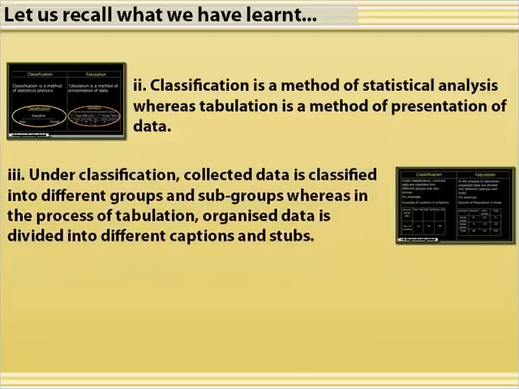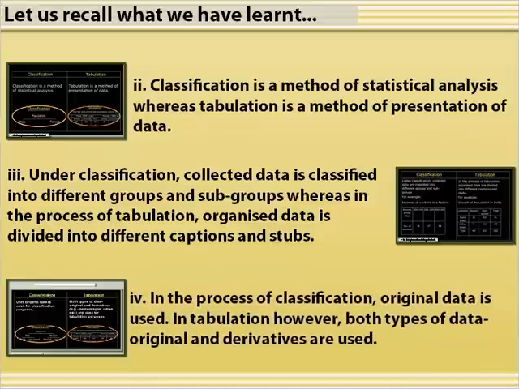Number 3. Under classification, collected data is classified into different groups and subgroups, whereas in the process of tabulation, organized data is divided into different captions and stubs. Number 4. In the process of classification, original data is used. In tabulation, however, both types of data, original and derivatives, are used.